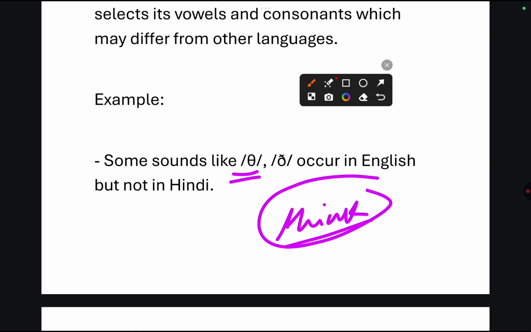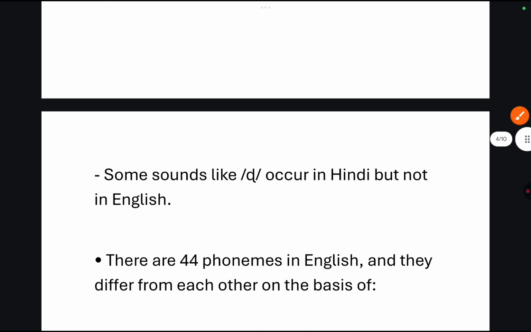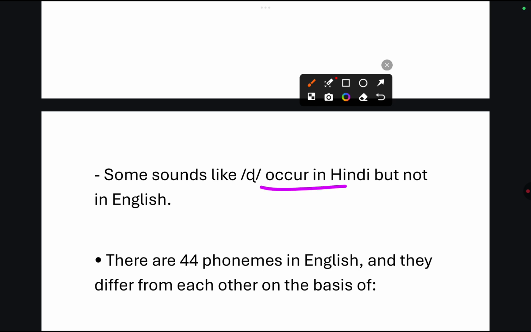This sound "the" is in English but it is not in Hindi. Other sounds, like "da", are in Hindi but not in English. So these are the phonemic sounds which differ from language to language. For example, there may be some sounds in Hindi that are not in English, like "da", which occurs in Hindi but not in English.